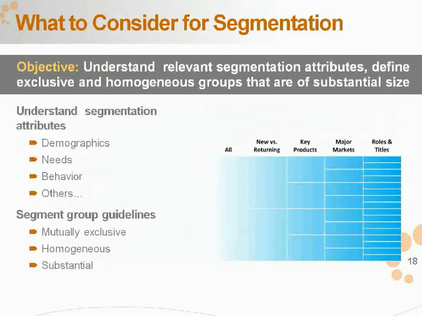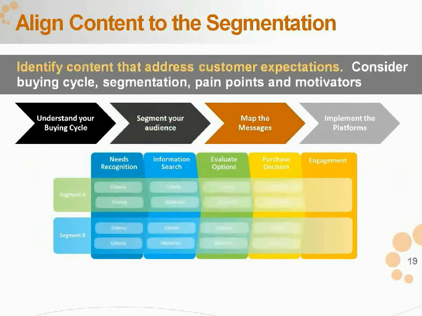So you make sure that you've got all these segmentation attributes mapped out to then go to the next and final stage of this process, which would be mapping your content. So aligning the content to these pain points, to the buying stages, to your audience segmentation, to their roles, and figure out what motivates them and what their needs are.